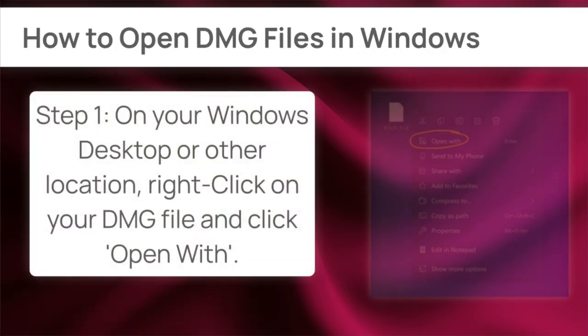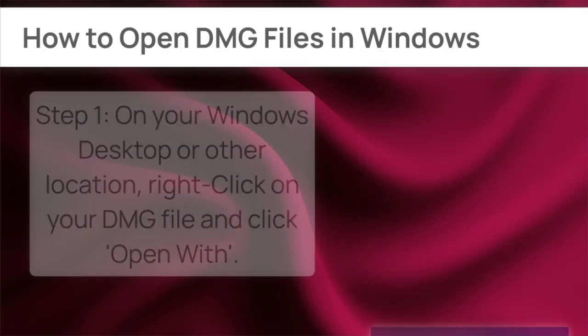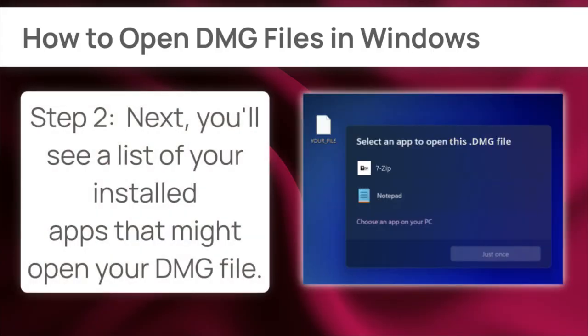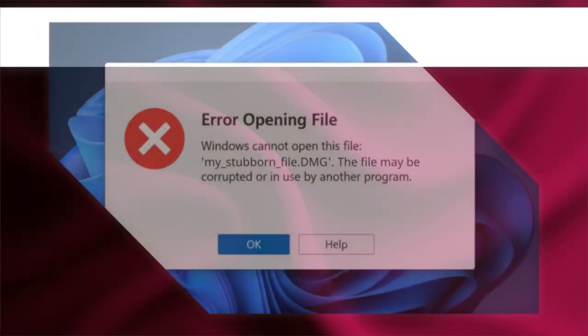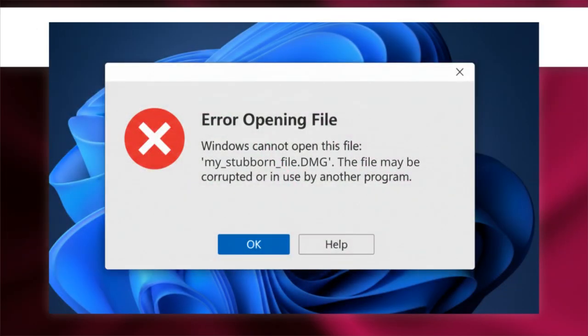We're checking the integrity against known readers. Right-click your DMG file and click Open With. If 7-Zip is an option, try it. If it fails, select another program. You need to test widely. If the DMG file is still giving you trouble, relax.